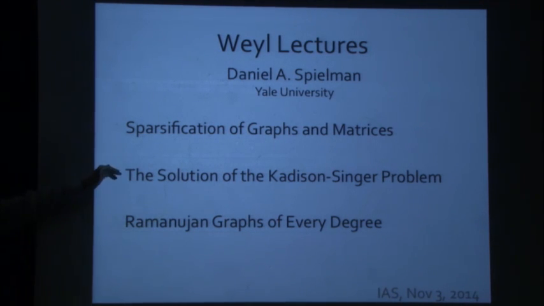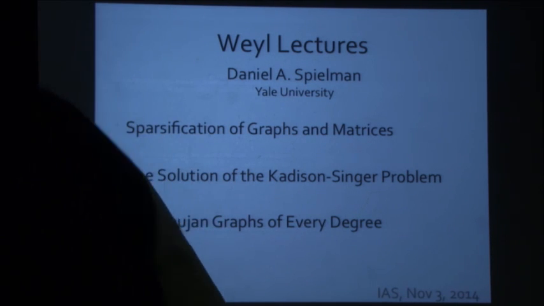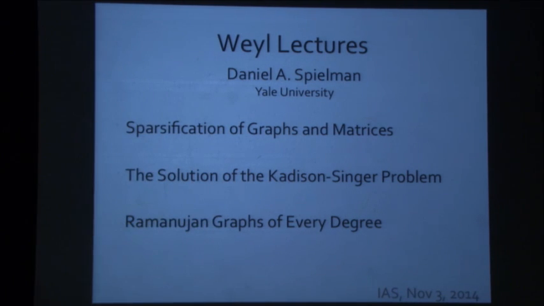The next 2 lectures will be about the solution of the Cadison-Singer problem, which is going to be closely related to the material I will present today, at least in appearance. When I present a theorem about sparsification of matrices, if you just changed a few characters, it would prove the Cadison-Singer problem. Unfortunately, removing those few characters took 5 years, but in this first lecture I will explain some of the techniques that will come up in the solution of the Cadison-Singer problem.